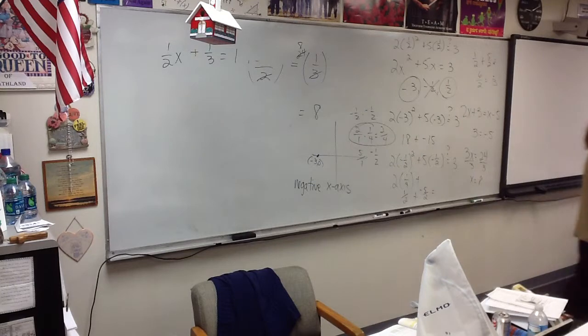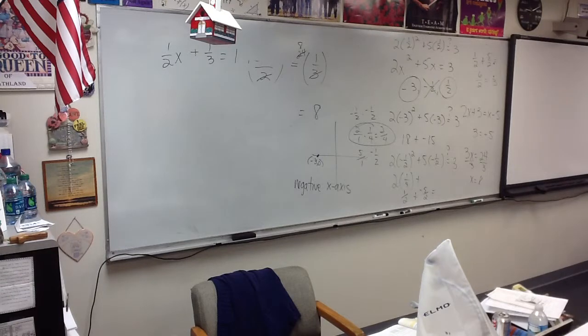If I want to get rid of the fractions in problem 21, what would I multiply by? 6. 6. This table's awful quiet this morning. What would I multiply by if I wanted to get rid of those fractions? I'm going to multiply by 6.